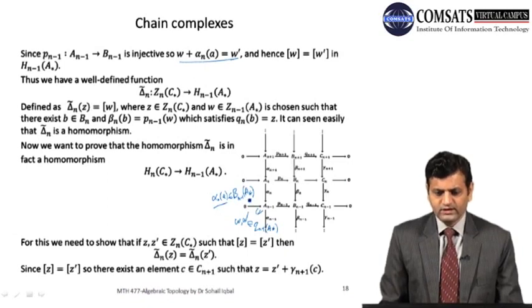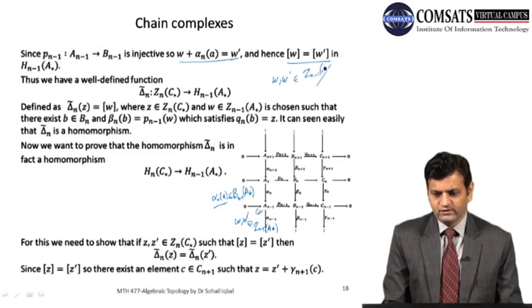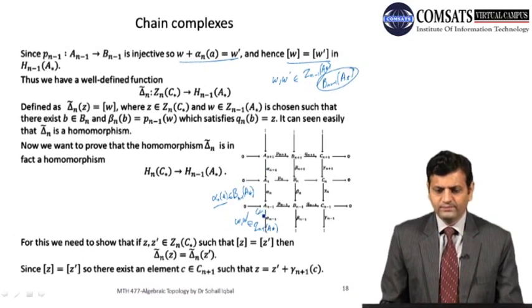So in other words, we can say that their classes are equal. As elements of Zn minus 1 of A star quotient with Bn minus 1 of A star, if they differ by an element of Bn minus 1 of A star, then they are of course the same element. So once again, using the properties of quotient modules, we have a map from Zn of C star to Hn minus 1 of A star.